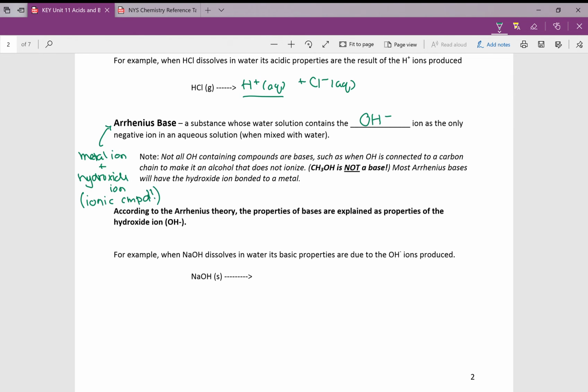The reason why I bring that up is that not all compounds that have OH in the formula are an Arrhenius base. The most common example that they will try and throw at you is when they have OH with a carbon, and usually that carbon is out in front. That's actually just an organic alcohol, and it is not a base. So just be careful if you see carbon out in front and then you see that OH there, it's not actually a base. They're going to have that hydroxide usually bound to a metal or another polyatomic ion. And then according to the Arrhenius theory, the properties of acids and bases are explained as properties of that hydroxide ion.